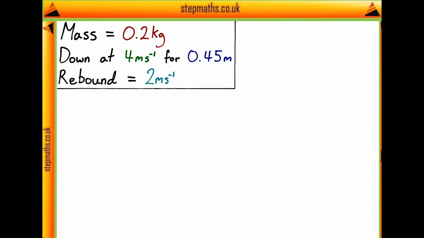So, if we want to find out how much energy is lost, then we need to find the change in energy. So we need to find out how much energy we have before the collision, before the bounce, and how much we have after the bounce. So let's start by finding our initial energy.